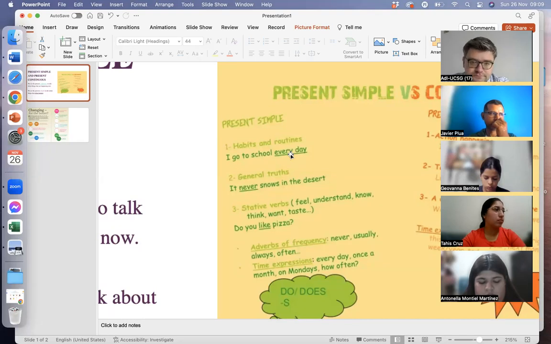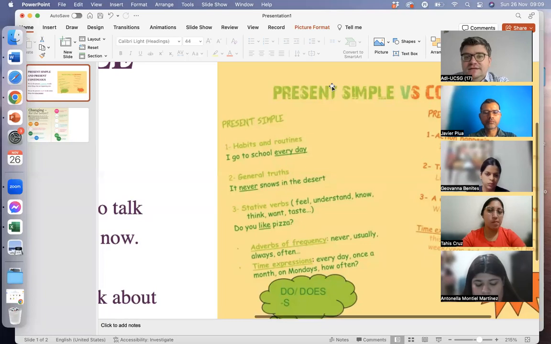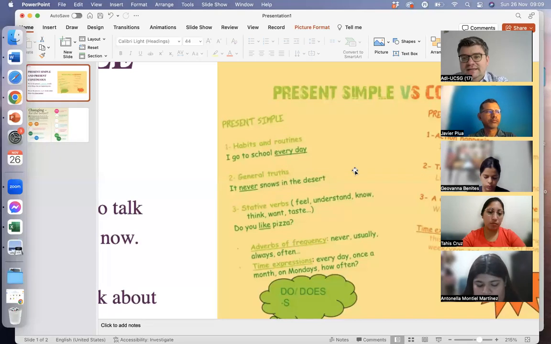General truth: it never snows in the desert. Again, these are generally recognized truths. Water freezes at 0 temperature. Again, a general truth, no one can argue. Put your glass of water in the cold and it will freeze. And with the stative verbs: feel, understand, know, think, want, taste. We also have the print screen from the book with the rules, so you have more examples of stative verbs there. But this is for you to have a look and to remember.